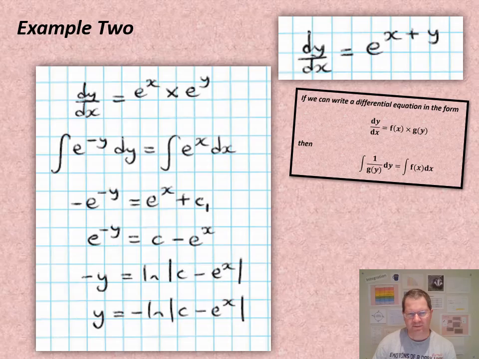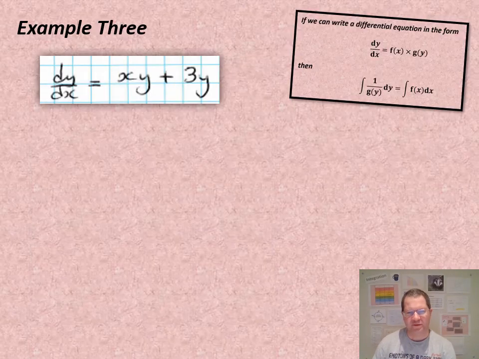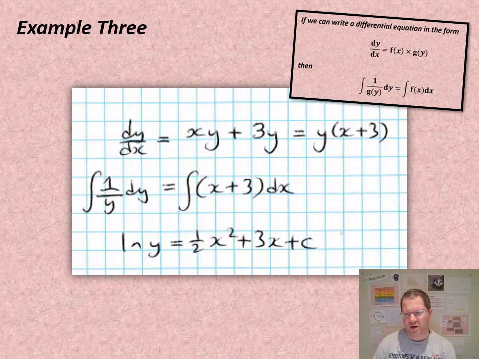For our third example, we have dy by dx equals xy plus 3y, and that is not written in the form of f of x times g of y. But if we factorize out the y on the right hand side, we get y times x plus 3. And now it is written in the form f of x times g of y, where f of x is x plus 3 and g of y is y. So divide by the y times by dx, and we get the integral of 1 over y dy equals the integral of x plus 3 dx. So the left hand side is ln y, and the right hand side is half x squared plus 3x plus c.